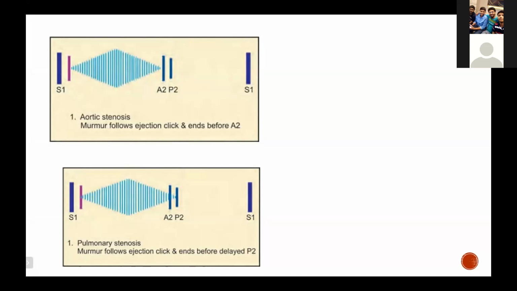The first mechanism is blood flow. When blood flows across this sclerosed valve, it will become turbulent, and this turbulent blood will hit the aortic root, and that in turn will generate a medium pitched murmur. That's the first murmur which you will hear.